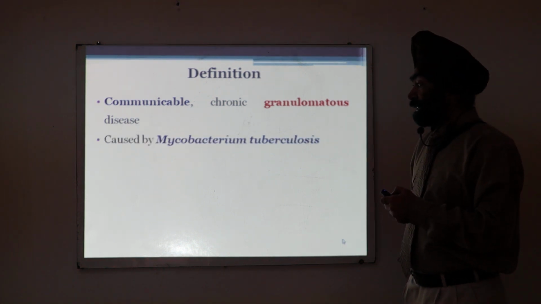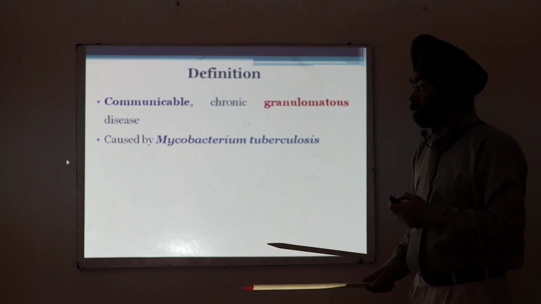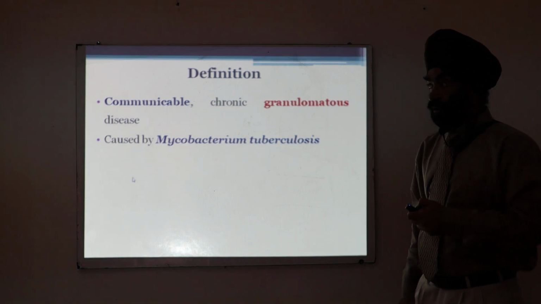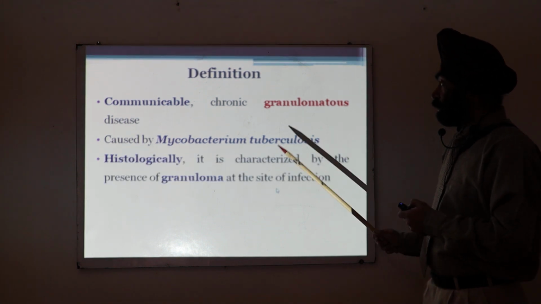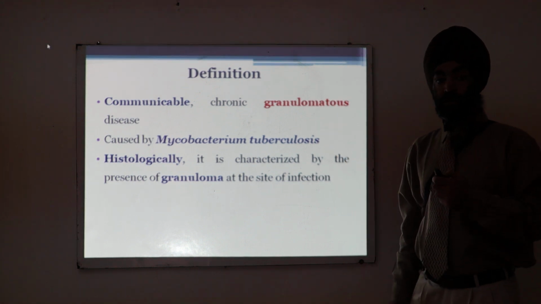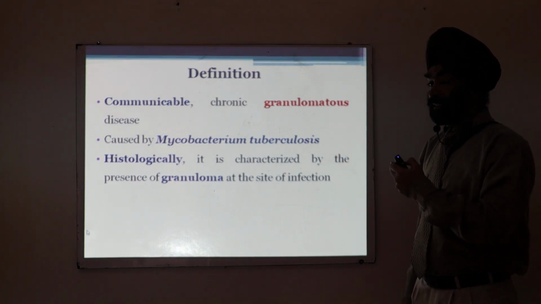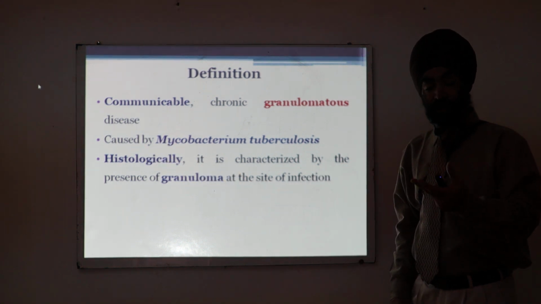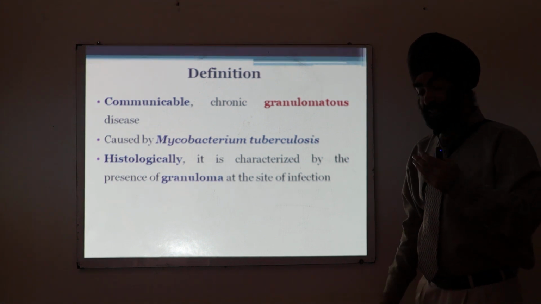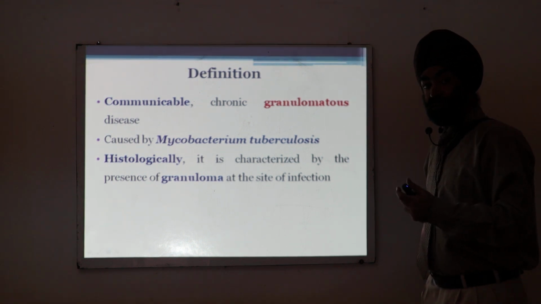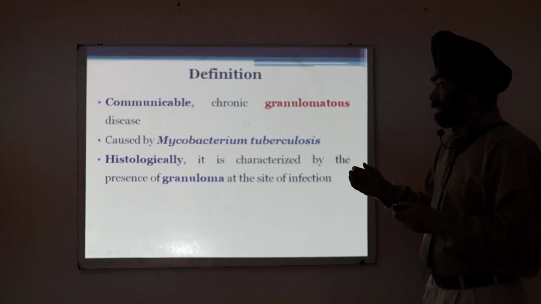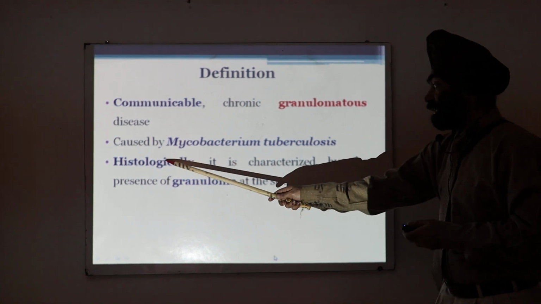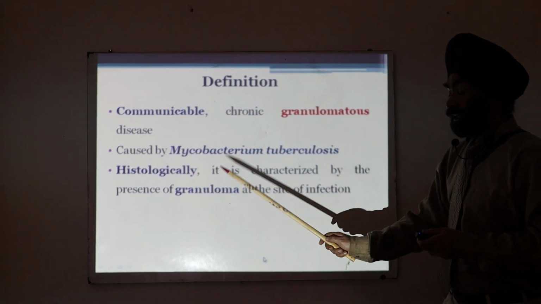And this is the causative microorganism. Mainly it is caused by Mycobacterium tuberculosis. It is the main cause of tuberculosis. Now, as I told, it is a granulomatous disease. The characterization of this granuloma is histological. Histological means you take out the tissue, make a slide, and see under the microscope. So when we see under the microscope, histologically, it is characterized by the presence of granuloma.